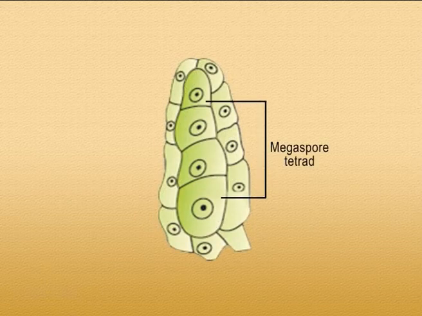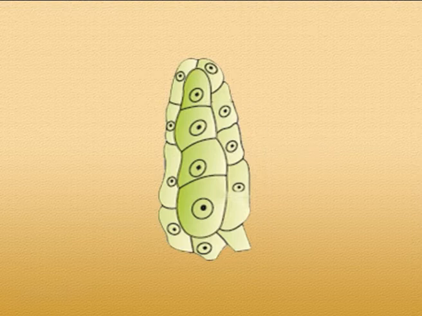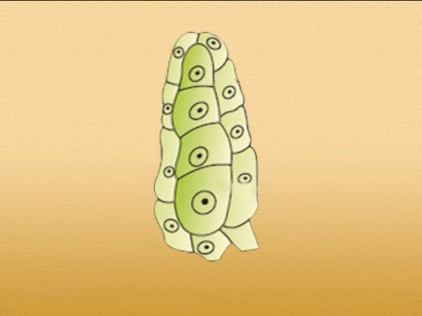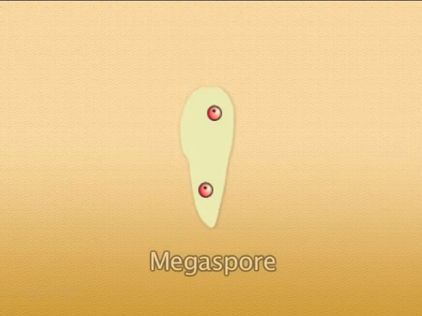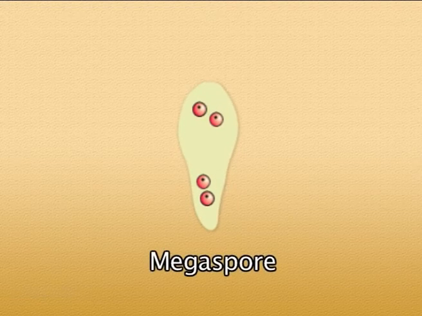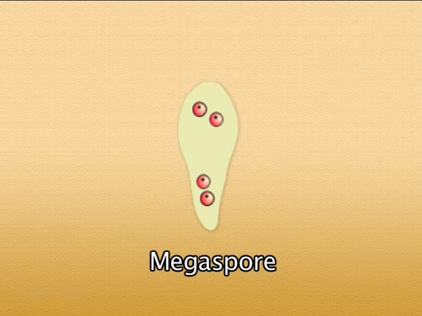In a majority of flowering plants, one of the megaspores is functional, while the other 3 degenerate. Only the functional megaspore develops into female gametophyte, that's embryo sac. Development of functional megaspore from megaspore mother cell is called megasporogenesis.